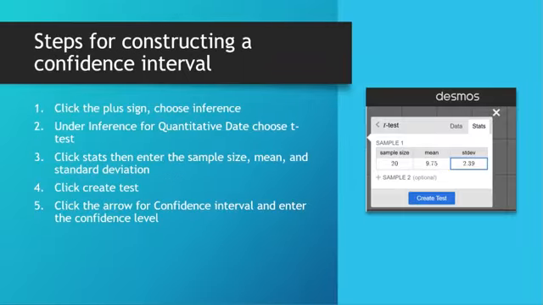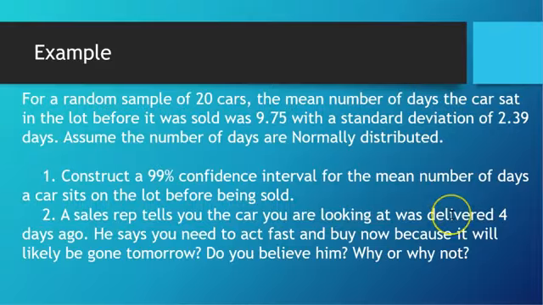Okay, so let's look at our Desmos directions, okay? Going to be very similar. We're still going to be in that inference model in Desmos, but this time we're going to choose t-test, okay? And then we're going to enter our information just like before and get our confidence interval. So an example, we have 20 cars, the mean number of days, and standard deviation. And so we want a 99% confidence interval.